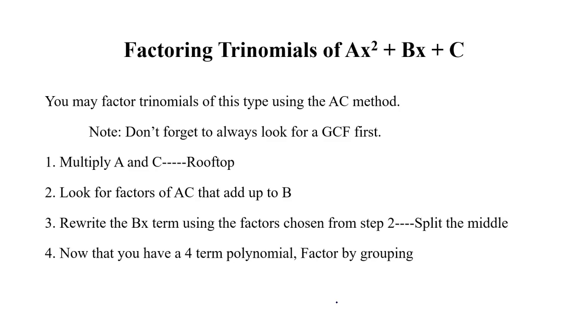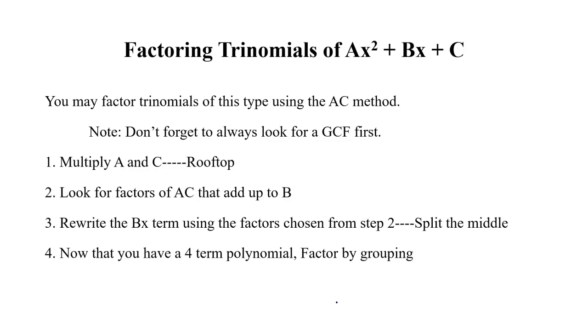But before you do anything with factoring, you always want to see, is there a GCF first? Is there anything in common with these numbers? If there's no GCF, then you move on to the first step. So you're going to multiply A times C, so the first number times the last number. Then you're going to look for factors that add up to the B.